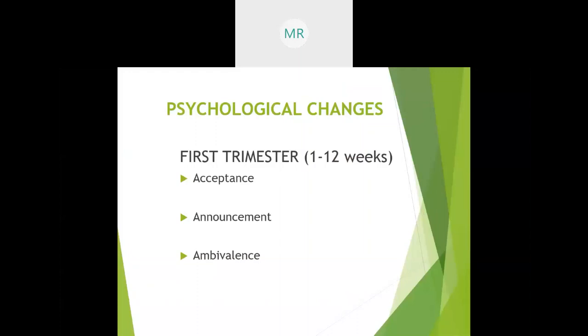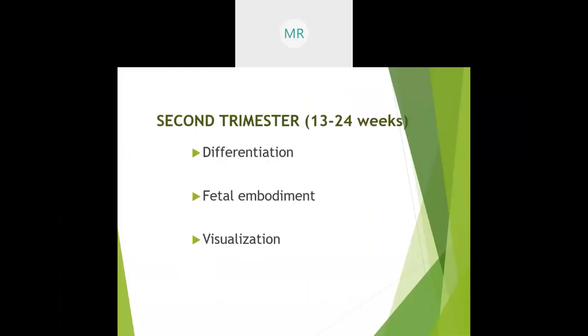Okay. Then we have second trimester psychological changes. We go through differentiation, and the second trimester is all about accepting the baby. Now the pregnancy becomes real. There's fetal embodiment, and there's also visualization. So this pregnancy does become real.